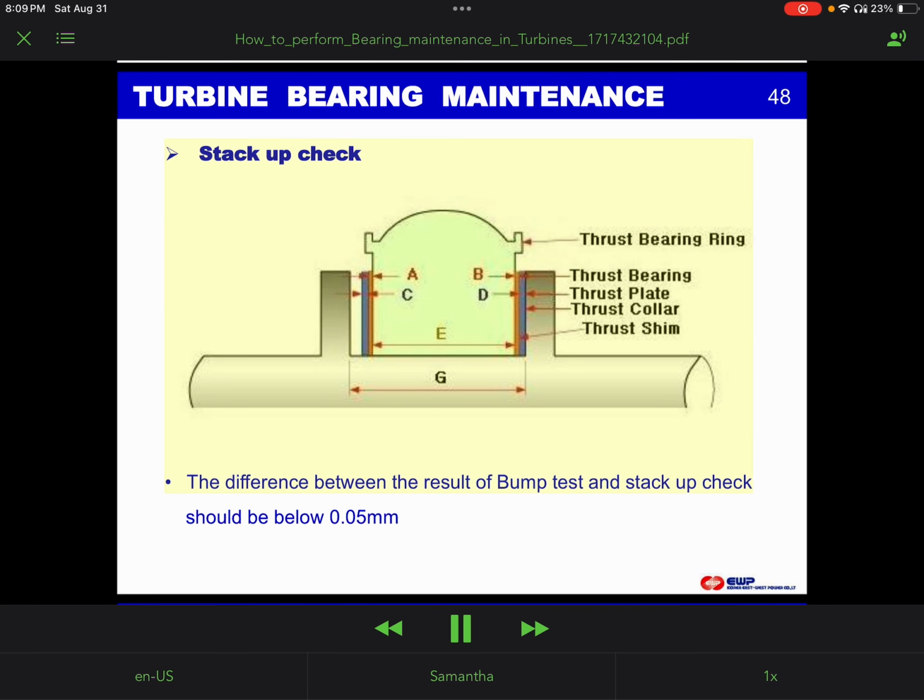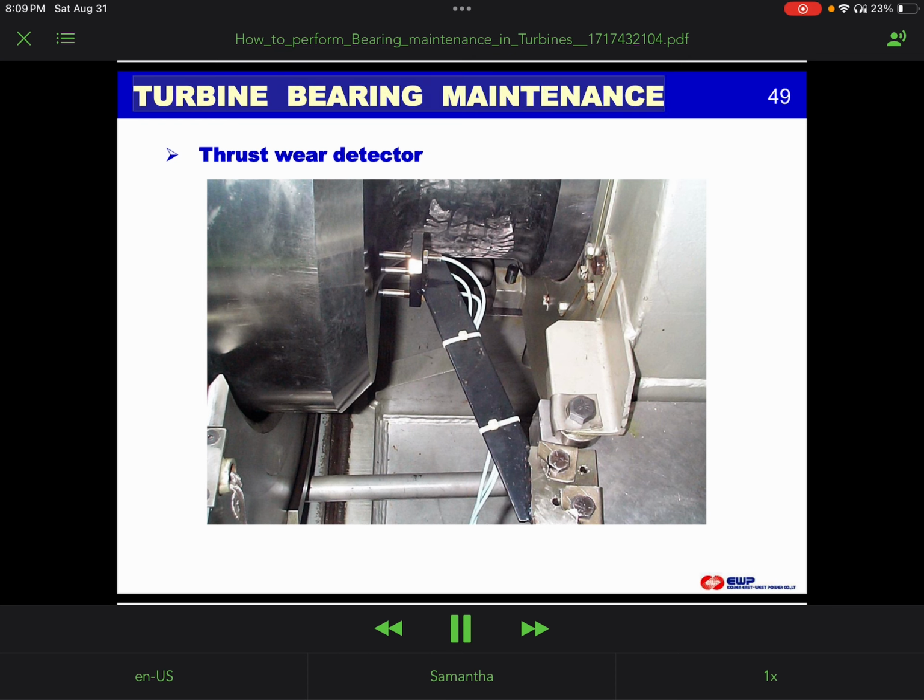Stack-up check. The difference between the result of the bump test and the stack-up check should be below 0.05 mm. 48. Turbine bearing maintenance. Thrust wear detector.